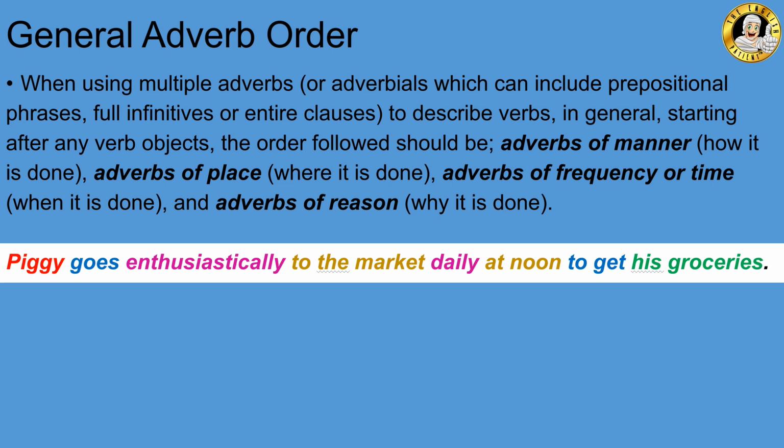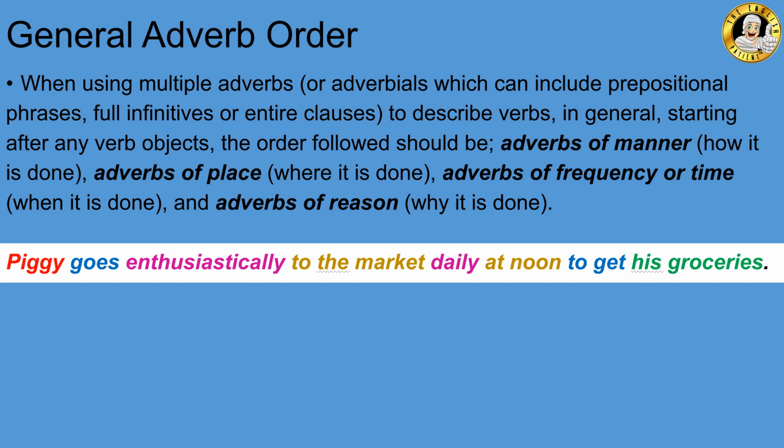So when using multiple adverbs or many adverbs to describe verbs, and this is a very general statement, in general, starting after any verb objects, the order which should be followed should be adverbs of manner, that means how it's done, and then adverbs of place, where it is done, and then adverbs of frequency or time, when it is done, and then adverbs of reason, why it is done. And let's look at that order being used here in a sentence.